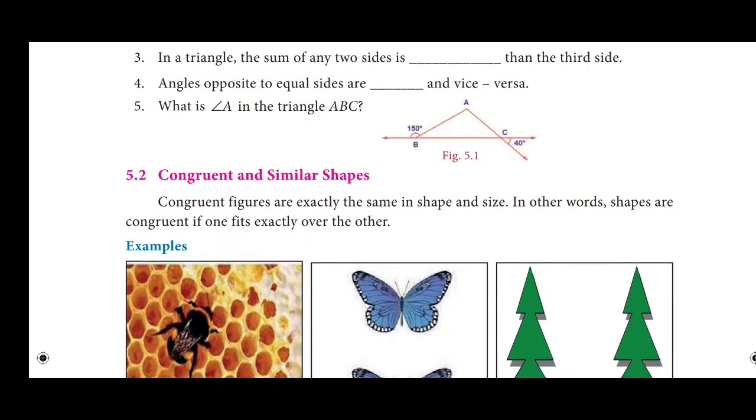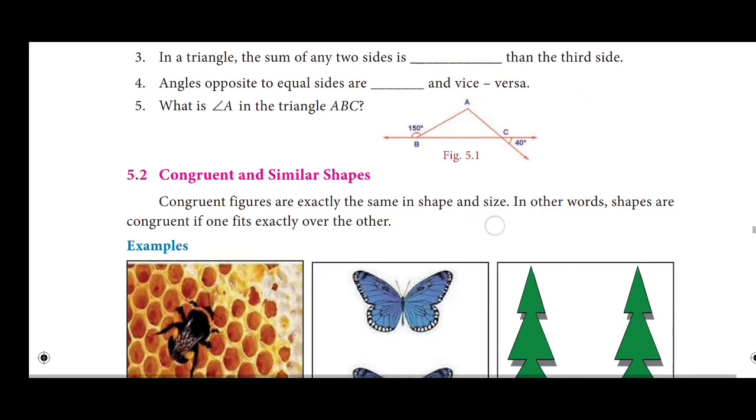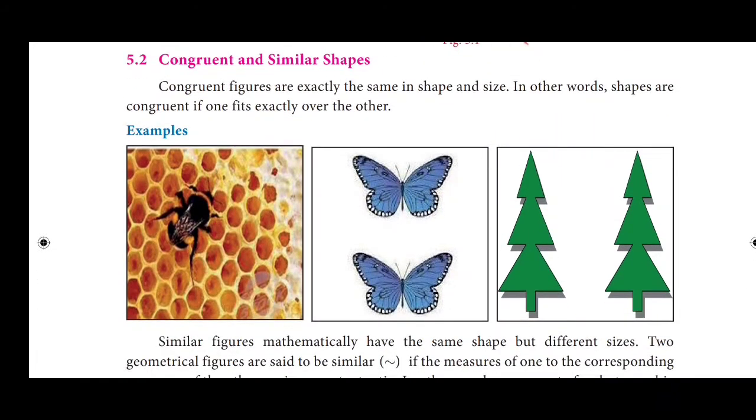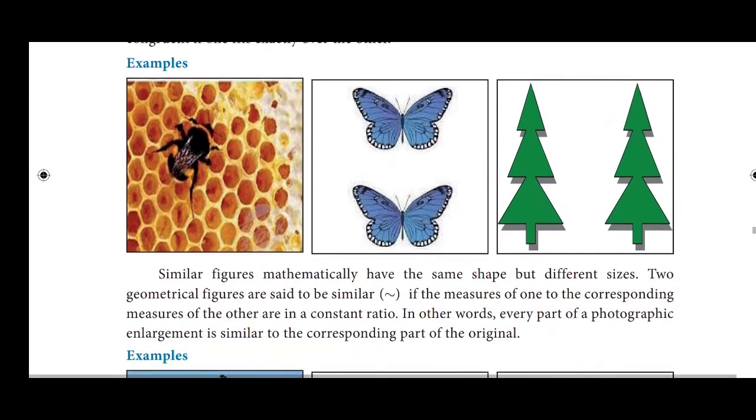Congruent and similar shapes. What is congruent? Congruent figures are exactly the same in shape and size. Understand? Congruent means they should be exactly the same in shape and also the size. In other words, shapes are congruent if one fits exactly over the other. If one fits exactly on the other, that is congruent. The example given is the feathers of the butterfly.